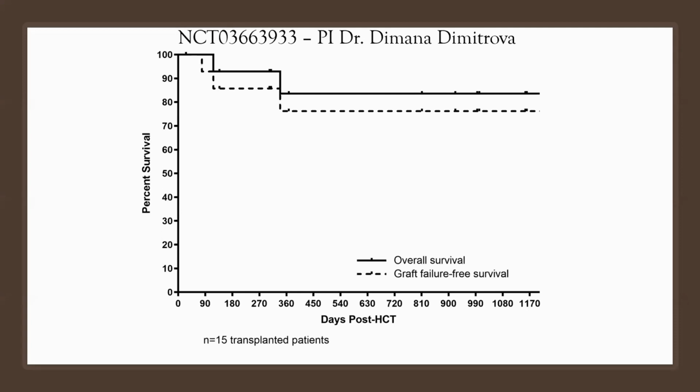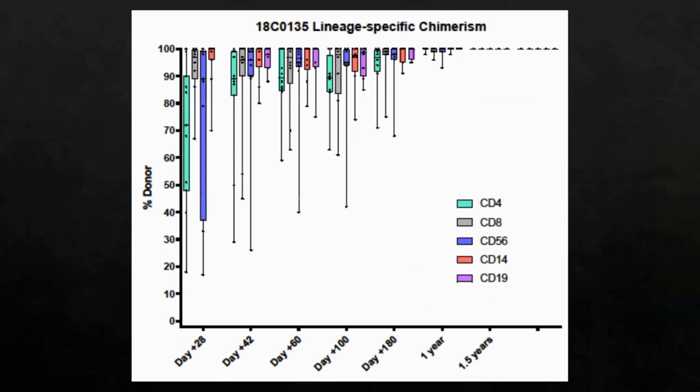And these are the outcomes to date, which we're also very pleased with, with high overall survival and graft failure-free survival. The chimerism also, if you remember back to the prior study, is less mixed, and we do see attainment of 100% donor T cell chimerism much more consistently and definitely by around day 180 or a year after transplant on this study.